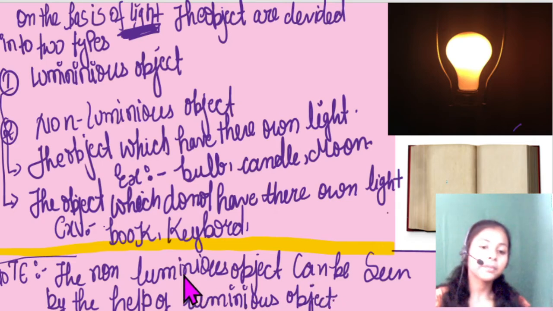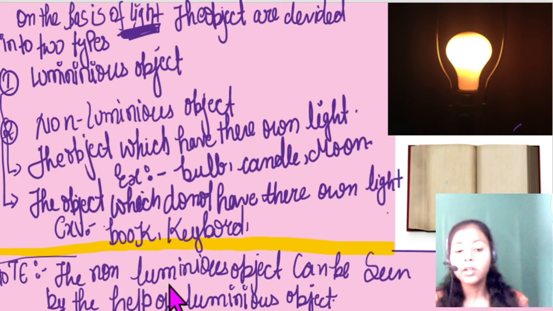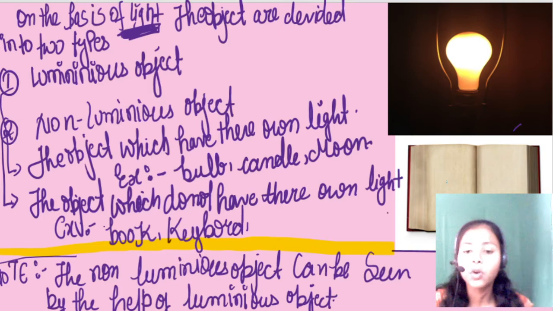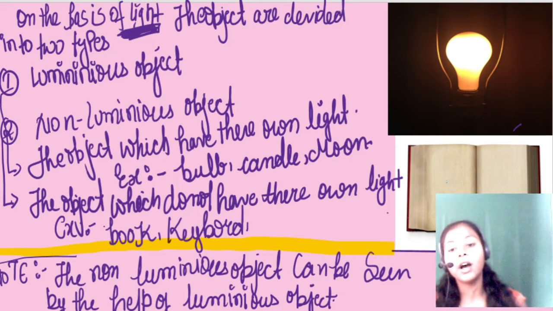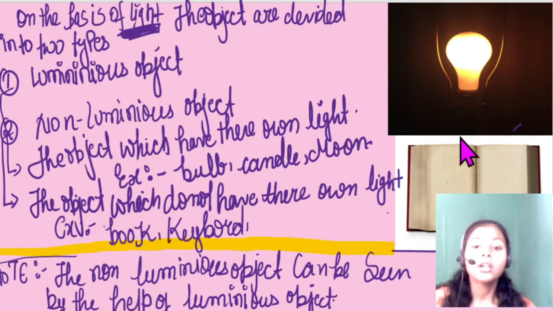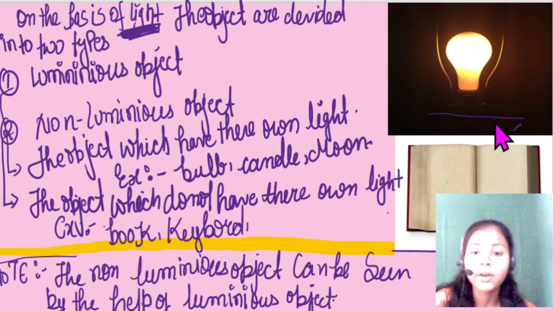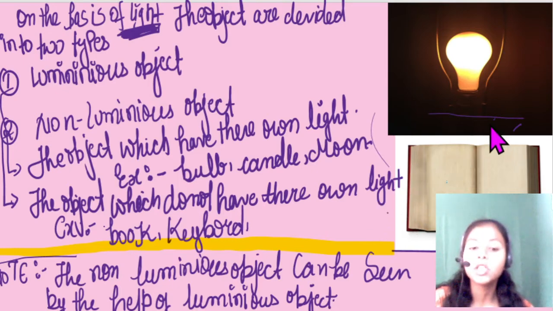It means, how are we able to see a non-luminous object? Take the example of this book. It doesn't have its own light, so how are we able to read it? This is because when there is a light glowing in a room, we are able to read the book. So the luminous object helps us to see the non-luminous object. This bulb helps us to read the book, so we can say a non-luminous object can be seen with the help of a luminous object.